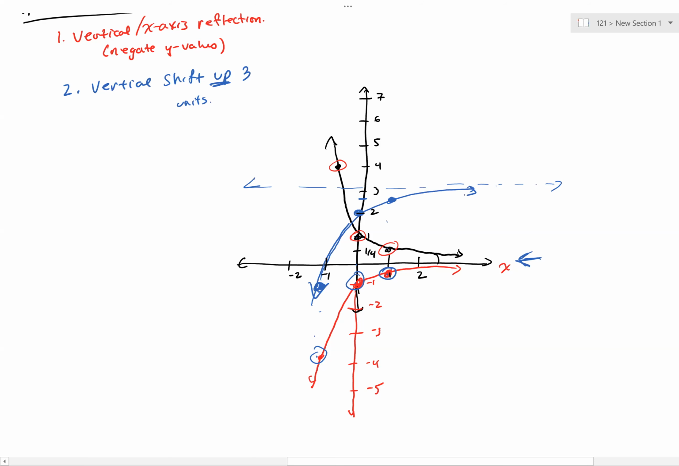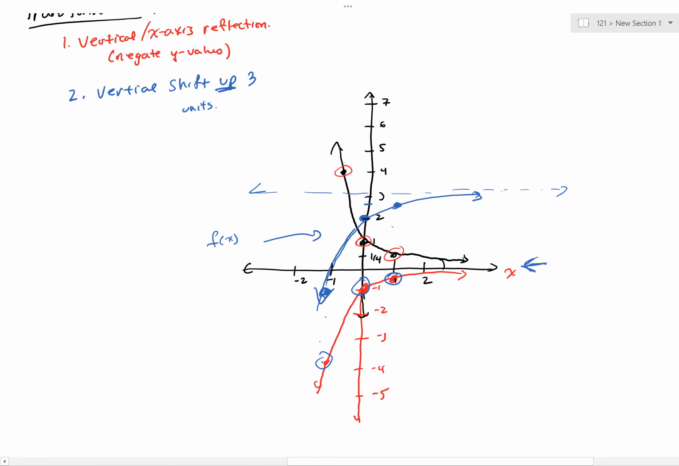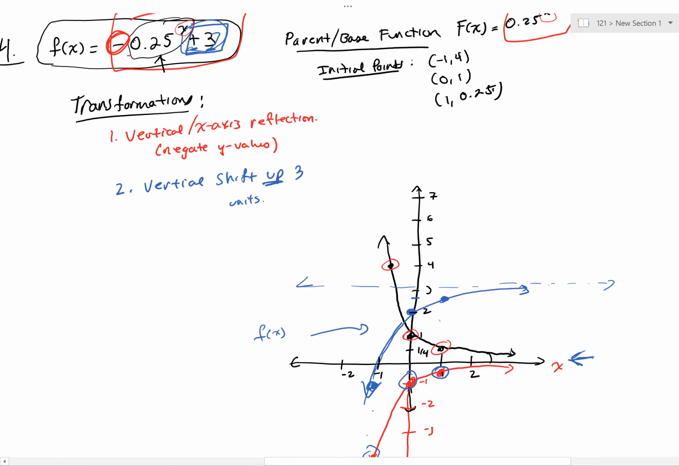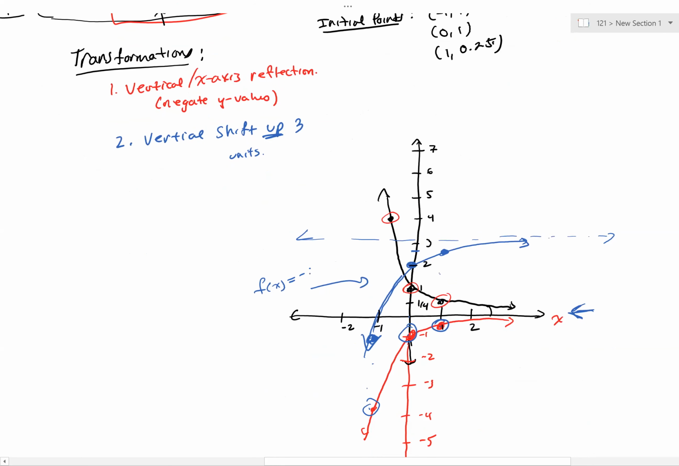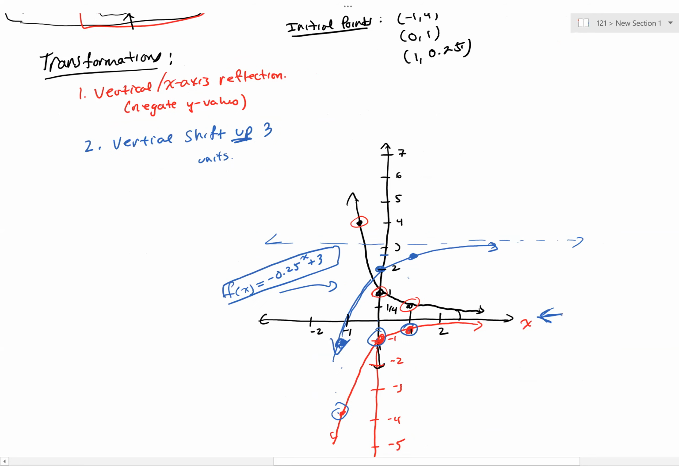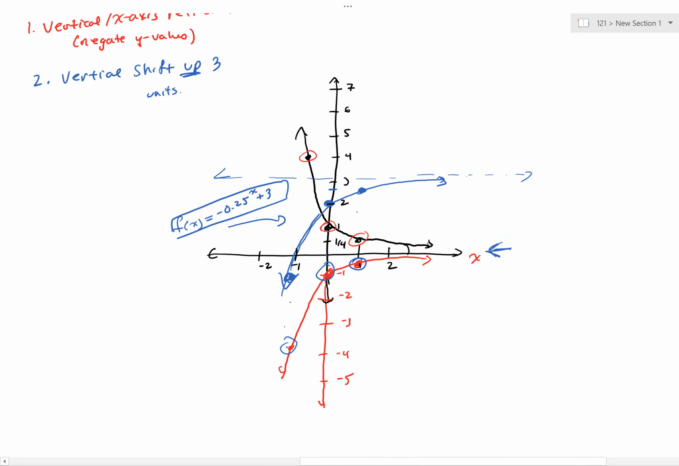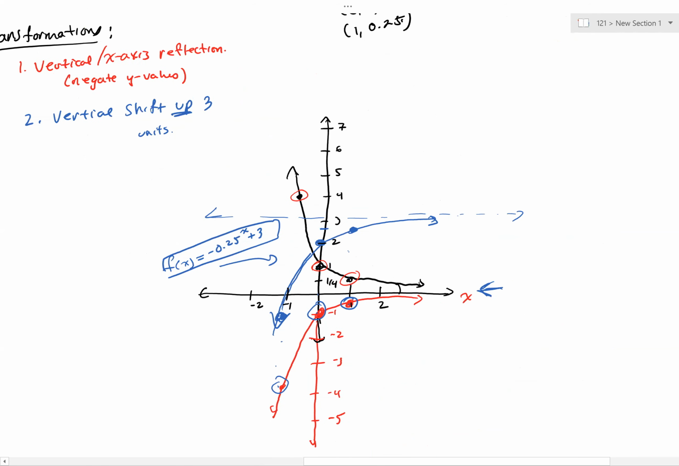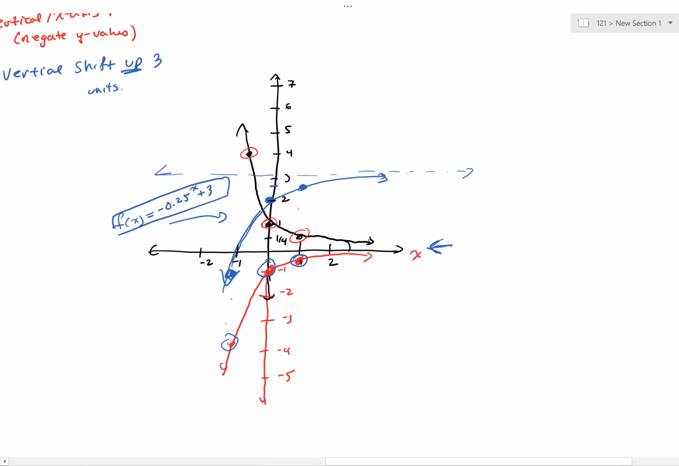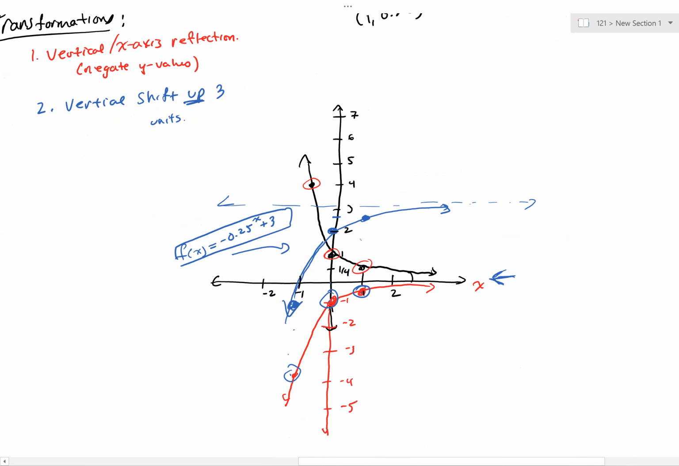Something like that. So this is f of x. A very rough sketch of what f of x is equal to -0.25 to the x plus 3 looks like. Again, use Desmos. Check your answers for these. You can try them out first, and then check your answer, then compare them with what I did here.